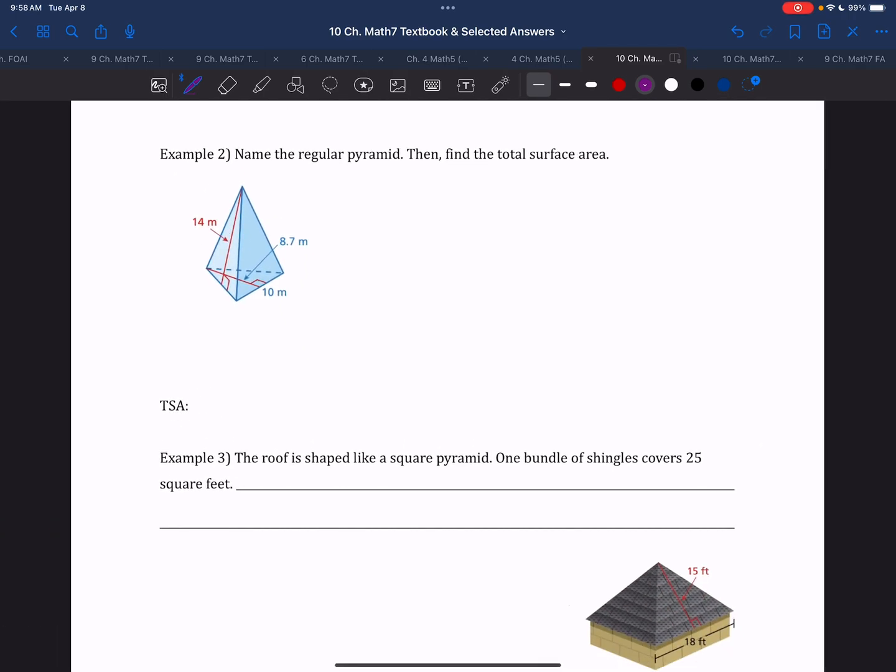Name the regular pyramid. All right, pause the video and see if you can figure out how to identify this pyramid. If you said triangular pyramid, you are correct, because the base is a triangle. So it's regular, which means that each side of the base is 10 meters. Once again, we're going to start with the formula.